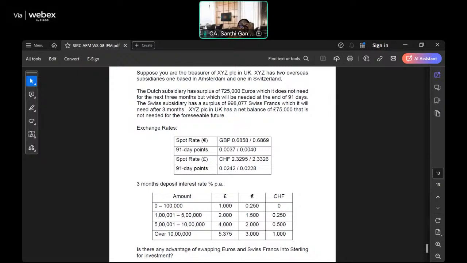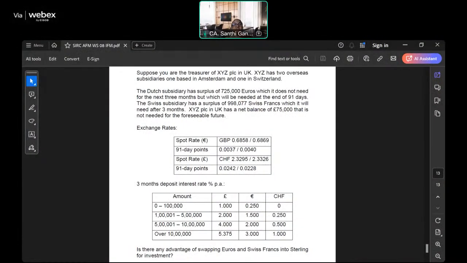What is the question? The question that is asked is, is there any advantage of swapping euros and Swiss franc into sterling for investment? So what is it they want you to do? It has 2 subsidiaries. You have the Dutch subsidiary and you also have one in Switzerland. The treasury is located in London. Exchange rate quotes are given in London. The currencies are exchanged in London at the London market rate. That is what is given.